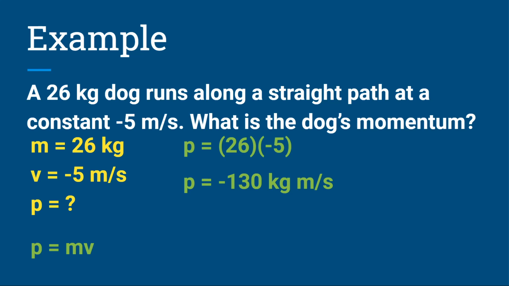As I said, probably the easiest problem we've done all year, or one of them for sure. So again, pretty straightforward when all we're doing is calculating momentum when we have an object at constant velocity. Mass times velocity in this case. Notice the sign, -130 kilogram meters per second. Our momentum is in the negative direction. It will be in the same direction as the velocity. Questions about this? Okay, making sure.